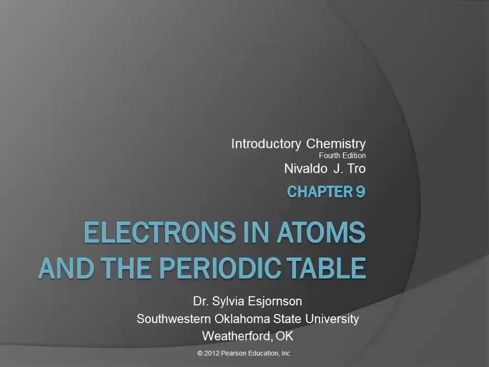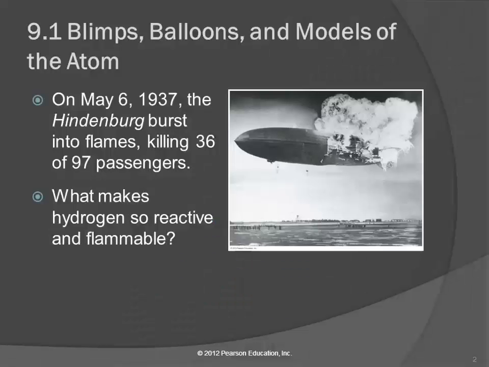Chapter 9, Electrons in Atoms and the Periodic Table. We'll start out by talking about a disaster. May 6, 1937, the Hindenburg. There's a picture of it.